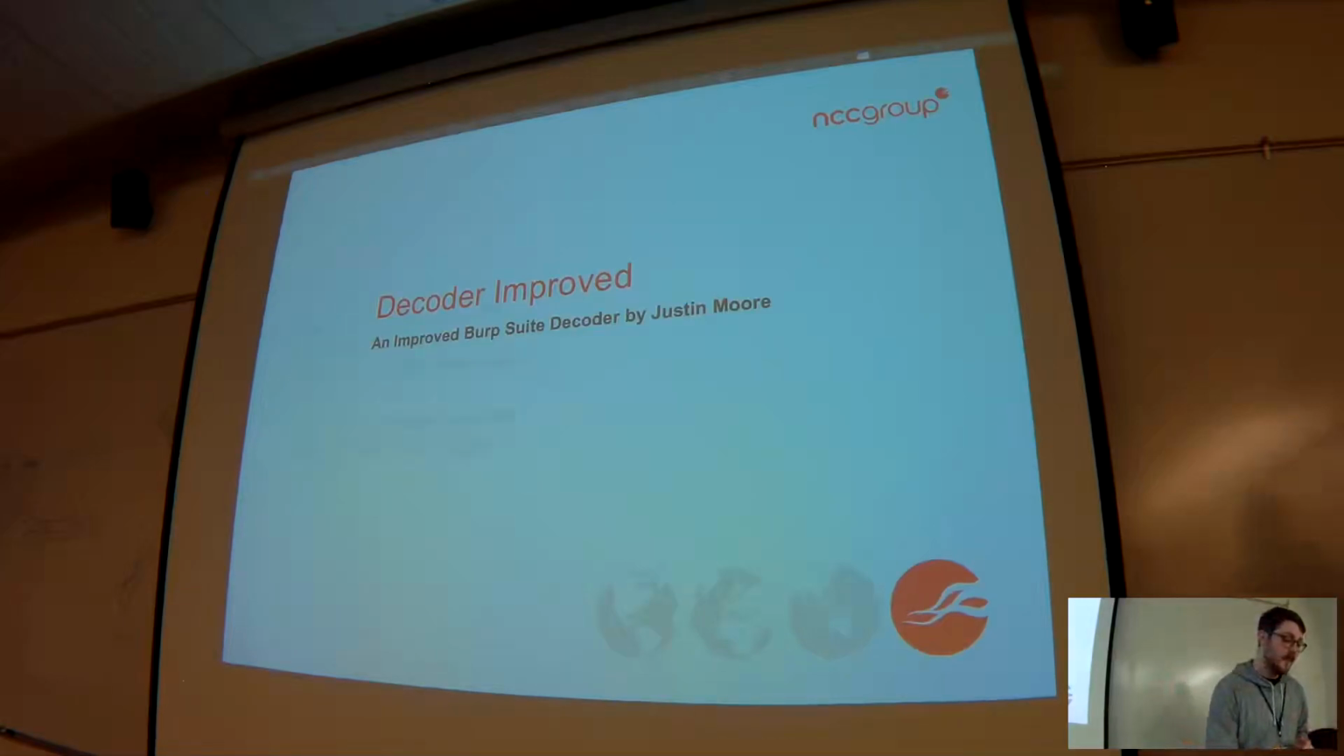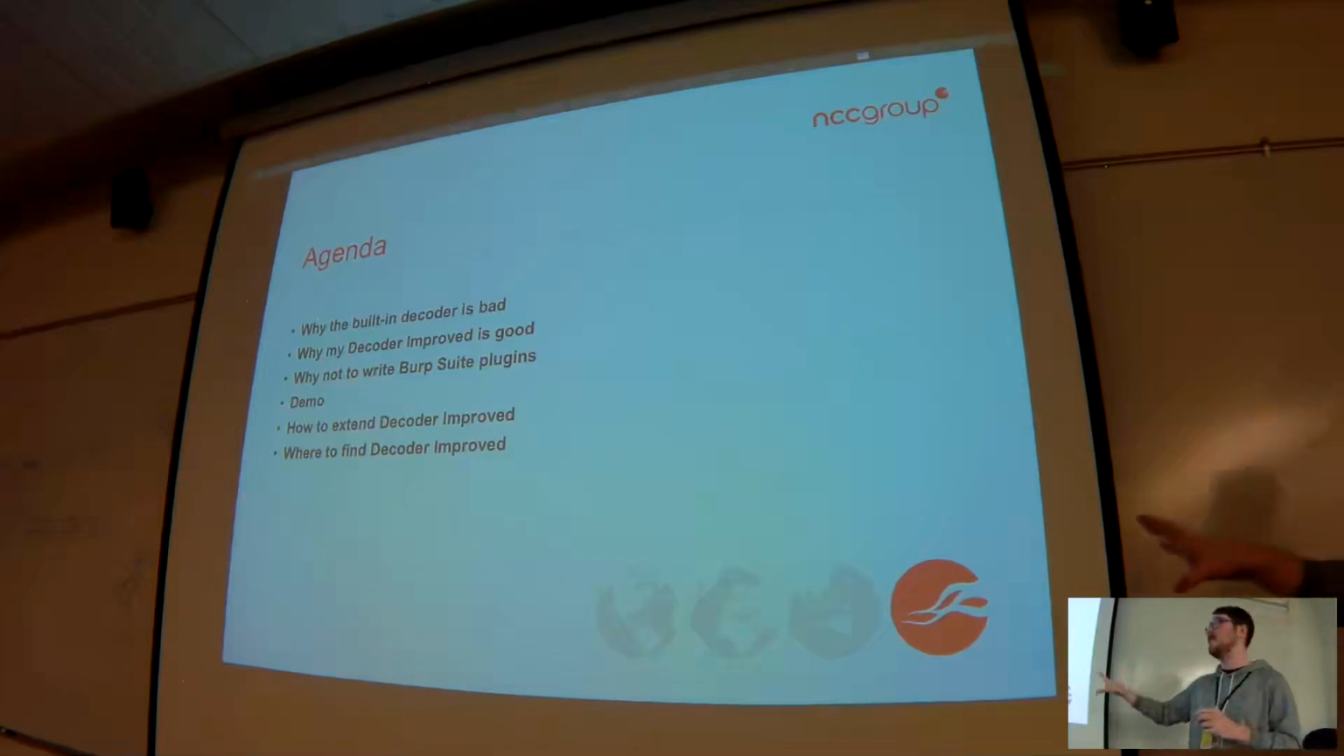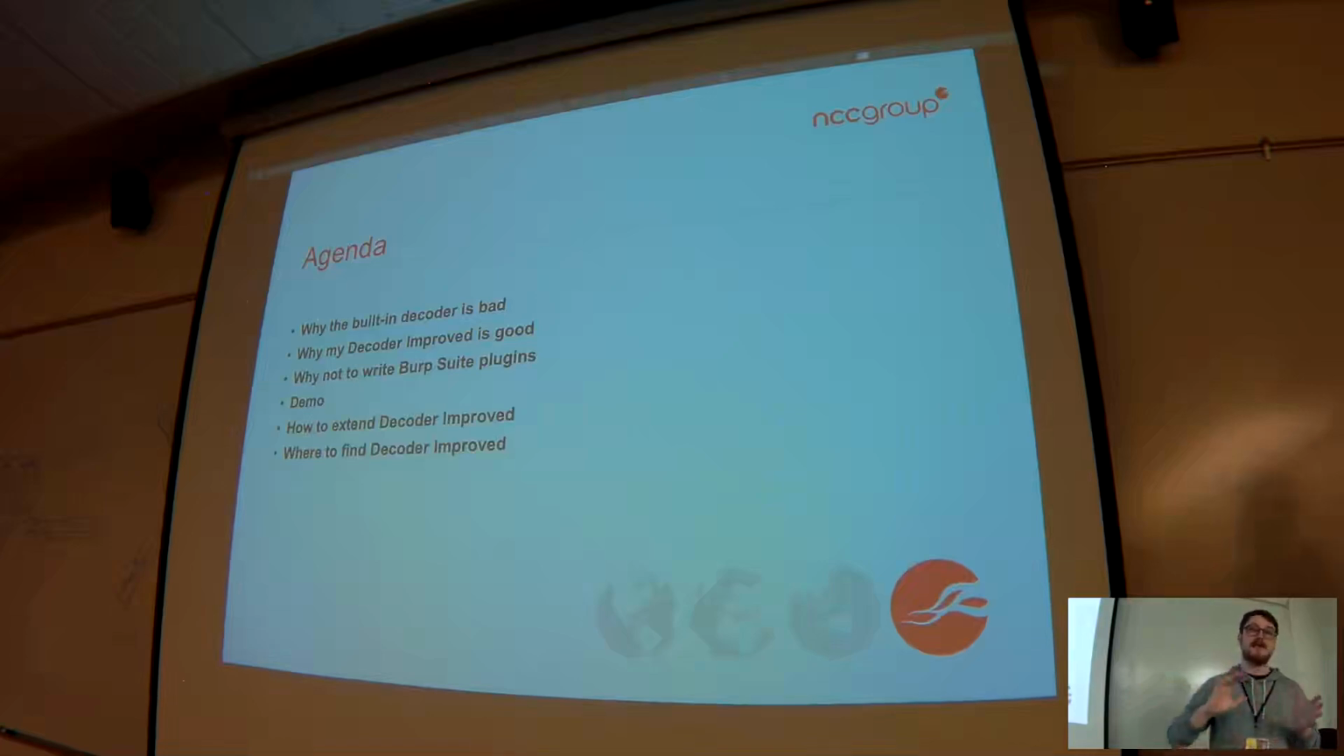Great. So just a brief overview of how this is going to go. I'll tell you more about why the built-in decoder is bad. I'll tell you why mine is better. I'll tell you why nobody should write Burp plugins. It is a waste of time. It is god awful. And then I'll show you what the regular one is. I'll show you why mine's better. It's very clear. I'll give you the easy demo on how to extend it. It takes 2 seconds to write your own custom decoders. You basically just extend the class, write a little bit of code. It's super quick. And then I'll tell you where to find it, which is basically nowhere right now. You have to email me.